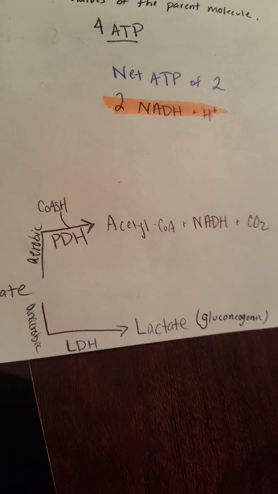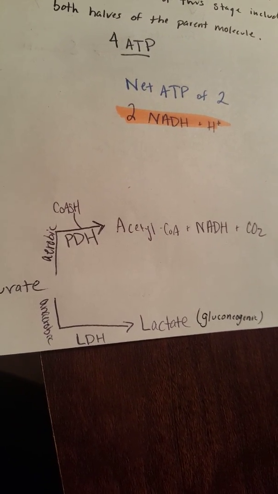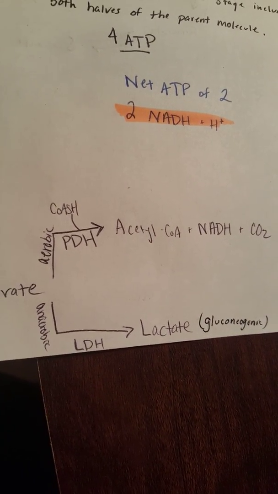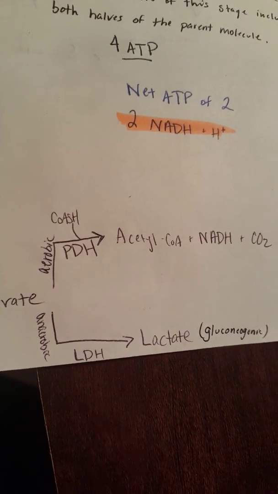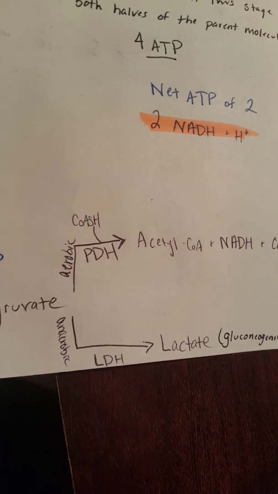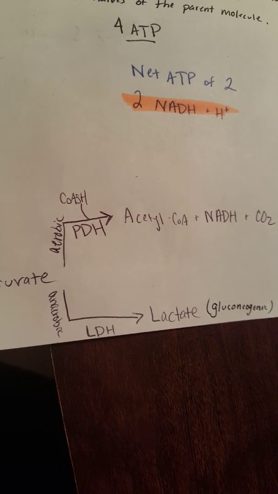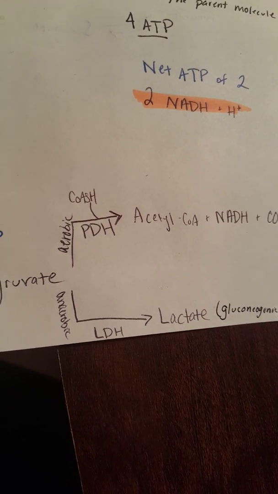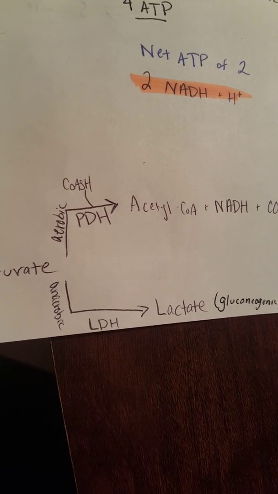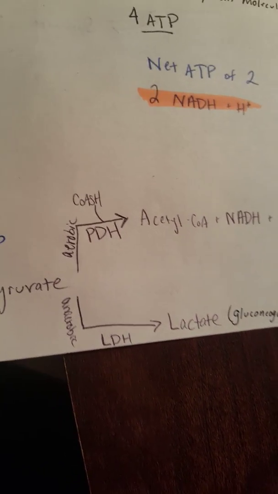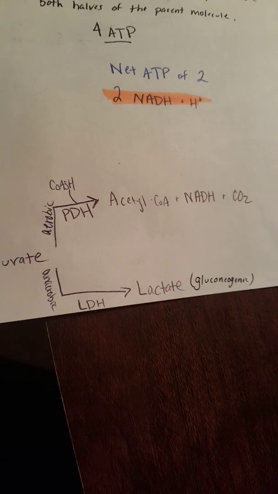Aerobically, we go to acetyl-CoA, which starts the Krebs cycle, which I'll get to in the next video. Or anaerobically, we use a lactate dehydrogenase to make lactate. And I believe NADH is produced from this as well, similar to how we get NADH from pyruvate dehydrogenase. But I wasn't entirely sure, so I didn't include that.